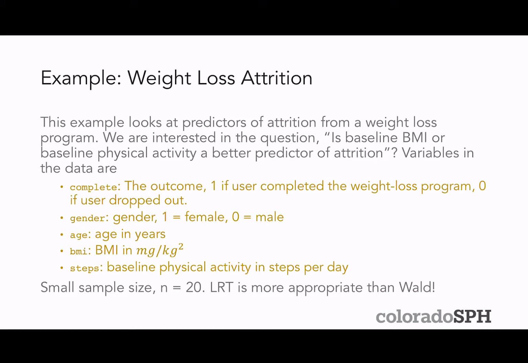So for each of these measures, I'm going to go through an example with weight loss attrition. We have a weight loss program, and researchers are interested in attrition, basically whether or not people drop out of the program. The question in particular is: is baseline BMI or baseline physical activity a better predictor of attrition? And the variables in the data are complete.